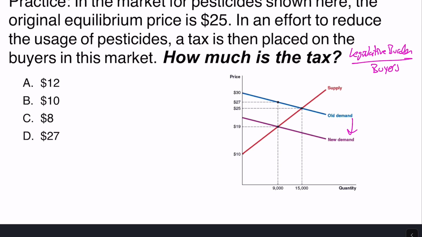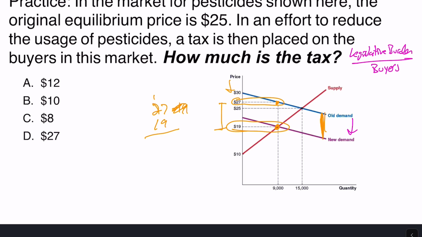Great. So what we need is the vertical distance between that shift to tell us the tax. Any two numbers over here that you can get will work. Two easy ones, I'm going to use this one here and this one here. So we have $27 and we have $19. That vertical distance will be the amount of the tax. 27 minus 19 is 8. So the tax per unit will be $8, which is that vertical distance there.